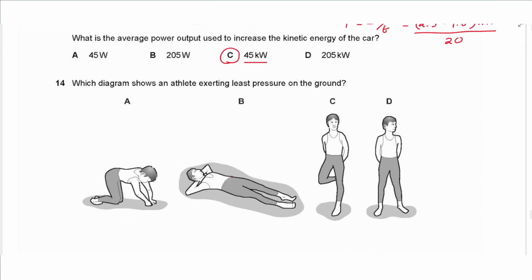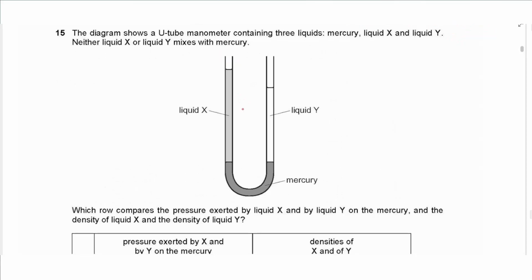Question 14 says which diagram shows an athlete exerting least pressure on the ground? So for least pressure with the same weight, we need the largest area, so the largest area is drawn in B. Question 15 is about manometers, which was removed from the syllabus, so you can skip this one.